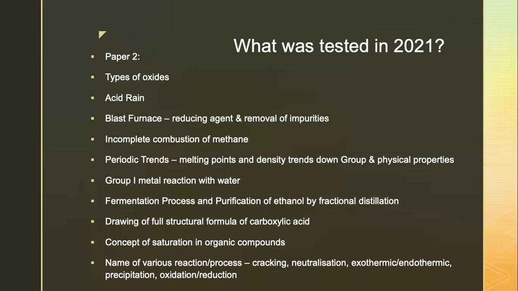Now, students need to observe the trends of melting point and density. For melting point, it decreases down group 1. As for density, it increases in general, but there is a deviation between sodium and potassium.